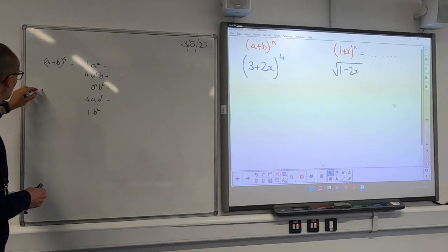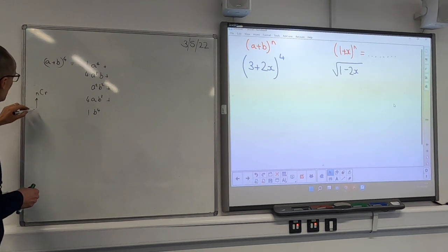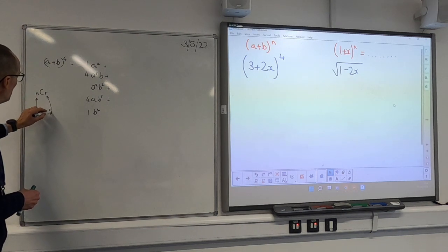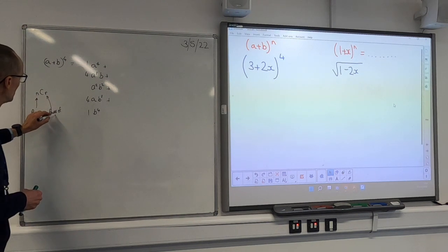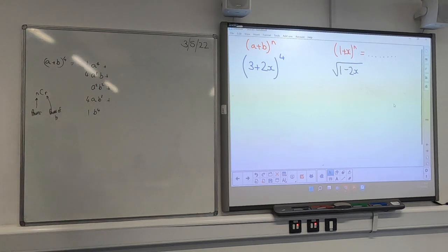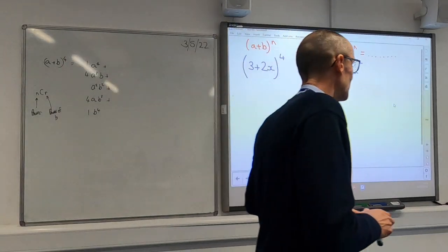So with nCr, the n is the power from the question, and the r is the power of b. So I only actually need to work out the third term, so that's going to be 4C2. It's 4C0, 4C1, 4C2, 4C3, 4C4.